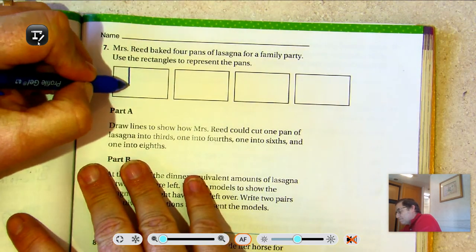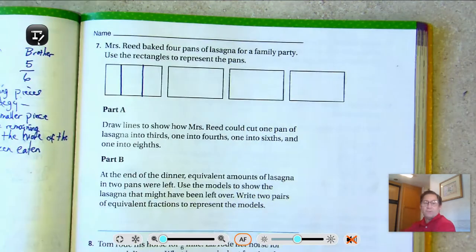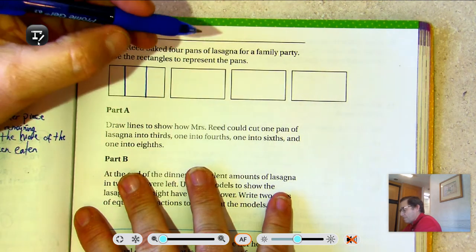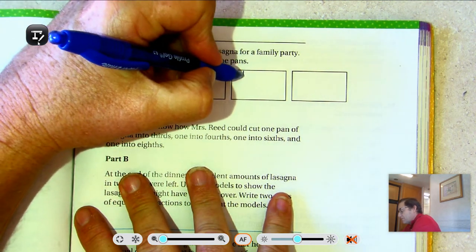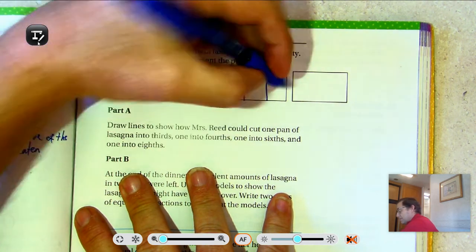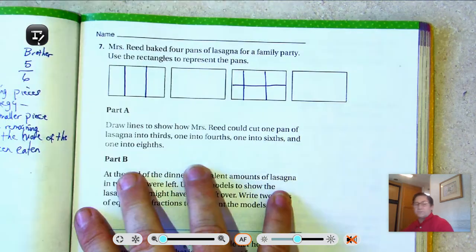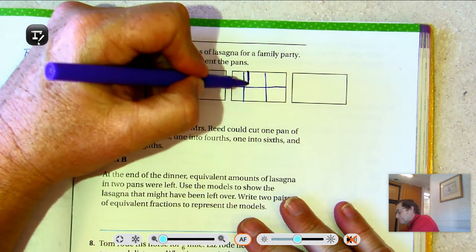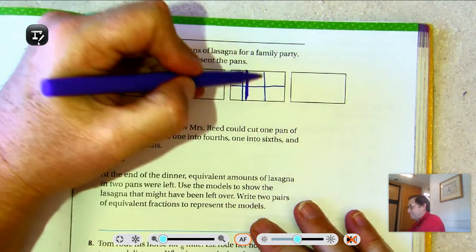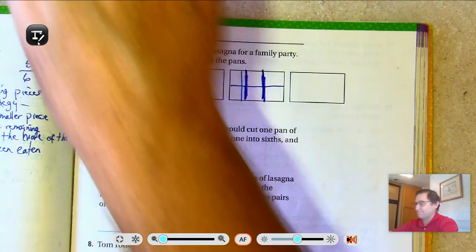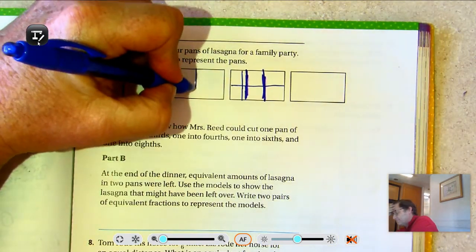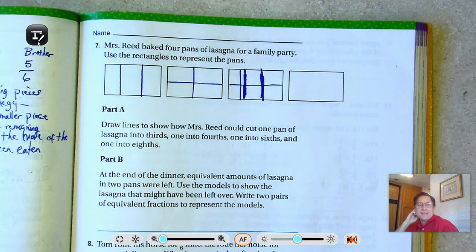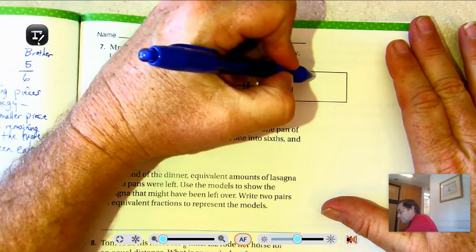So that would be thirds, fourths. Actually, I'm going to skip to sixths. And sixths, we just have to split it. This line should actually be over a little more. It should be there. Okay. Fourths. Okay. And eighths.